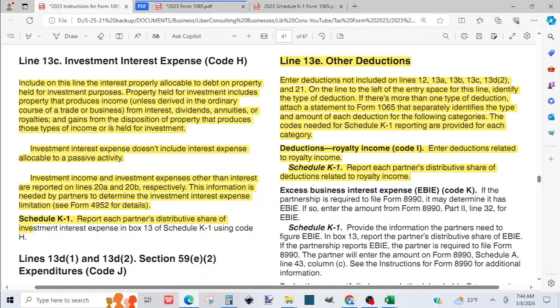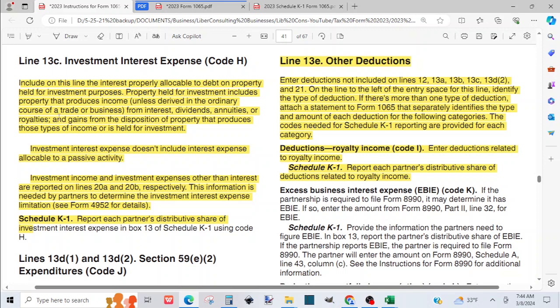So then 13C, you can see the type of investment income interest that will go on. Investment income will go on line 20B respectively. Include in this line the interest properly allocated to debts on property held for investment purposes.